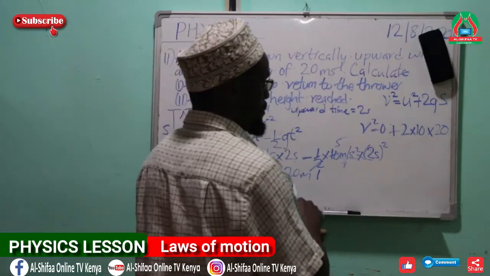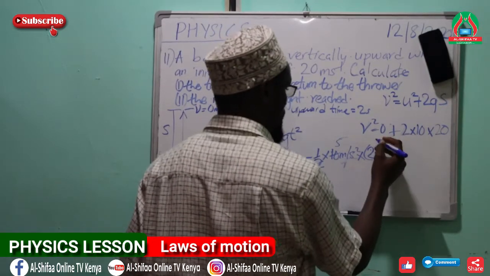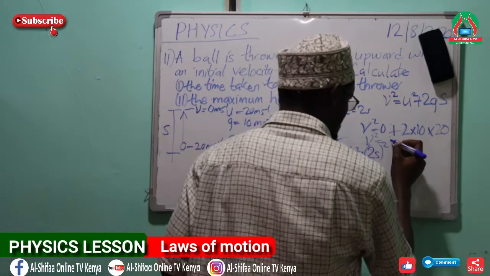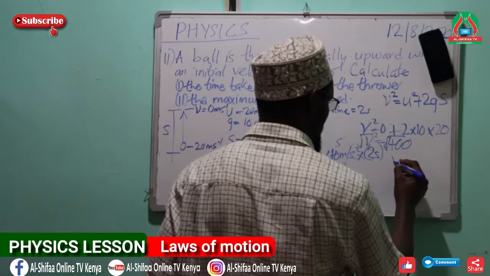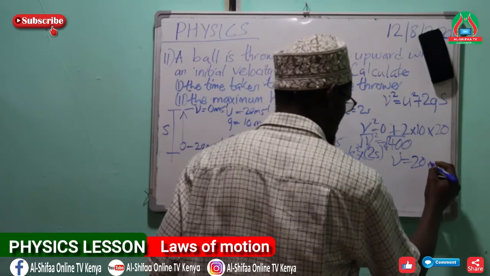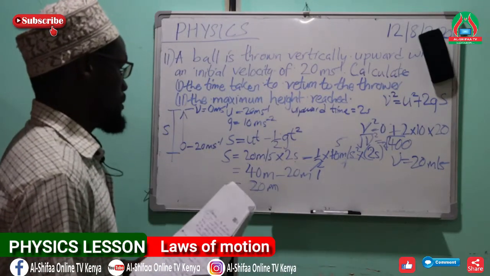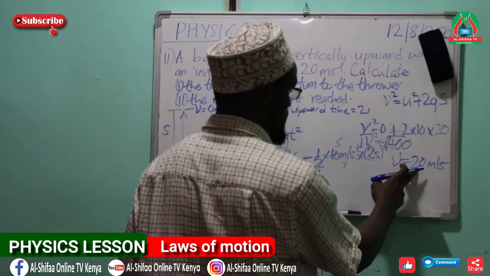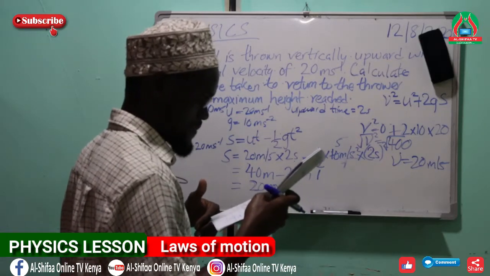So here we get 20 times 2 times 10, which is 400. So the final velocity squared is equal to 400. We find the square root, and we find that the final velocity, when it reaches back to the owner, will be 20 meters per second. So from there, we have the final velocity, and we have the initial velocity when it was moving downward.